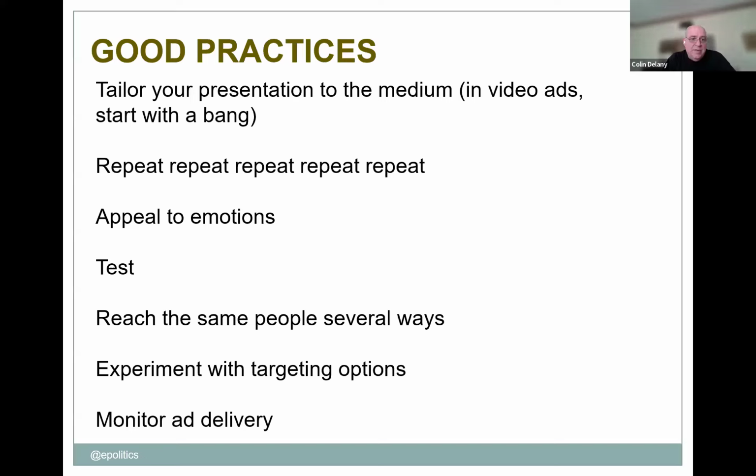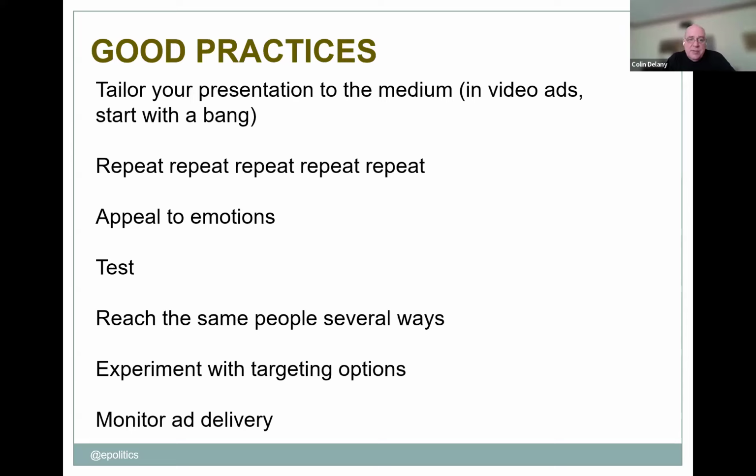But start with a bang with video. Repeat, repeat, repeat. We're typically trying to reach people 20, 30 times. Now, if it's a direct response ask, like a give us money, you may not be reaching them nearly as often, right? You're going to find out real quick whether they're going to respond or not. But if you're doing persuasion or awareness, repetition is everything.